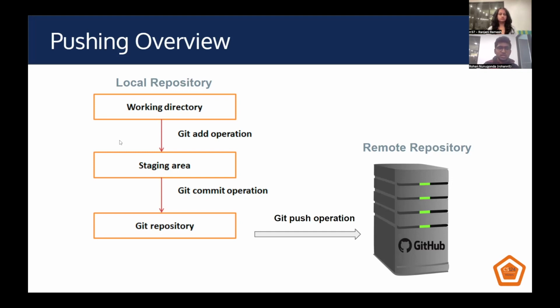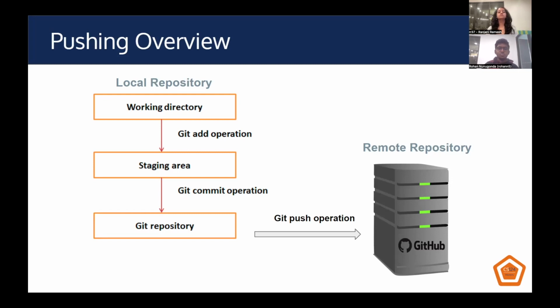So the first thing is the working directory. And the working directory is basically the area where you are making all your changes. It is where you are writing code. It is where you are editing things. Once you are done editing and you are ready to make that operation to push onto GitHub, there are a couple of steps that you need to take.